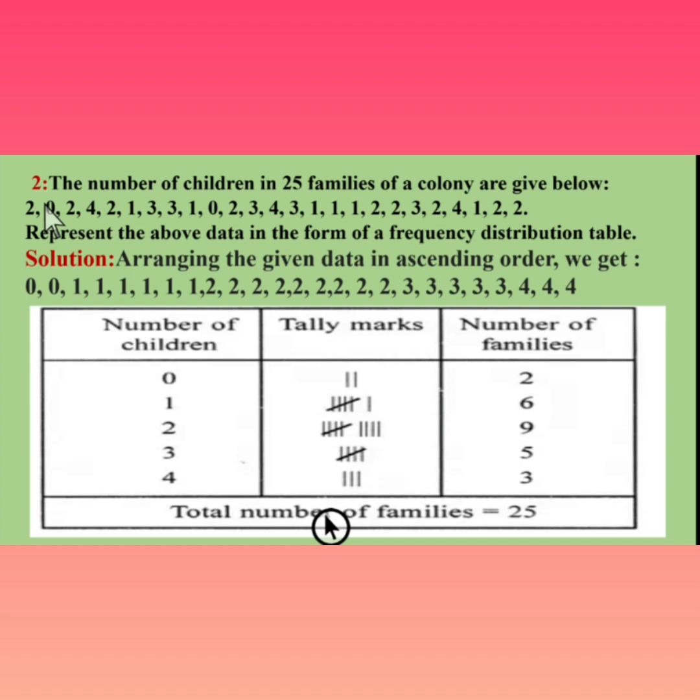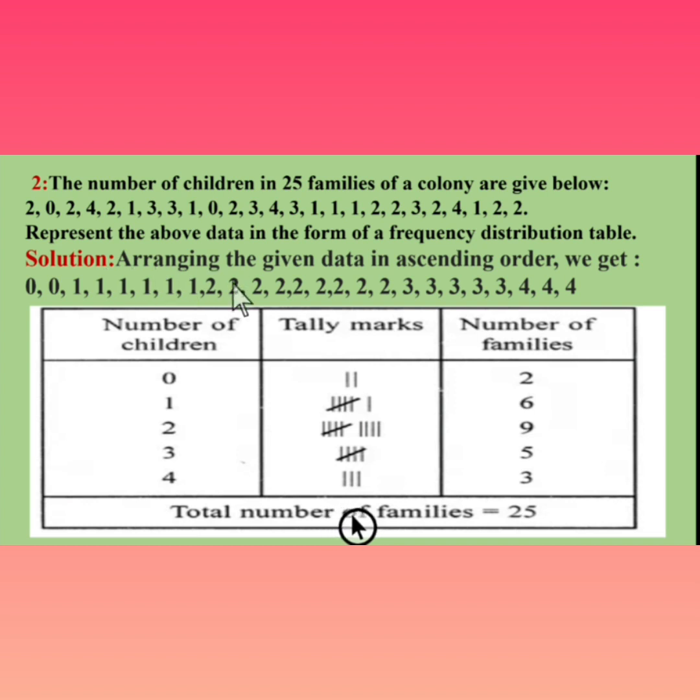First we count how many zeros. Zero means there is no child. So how many families have no child? There are 2 families with no child. Then how many families have only 1 child? So we count the 1s: 1, 2, 3, 4, 5 and 6. So there are 6 families with only 1 child.